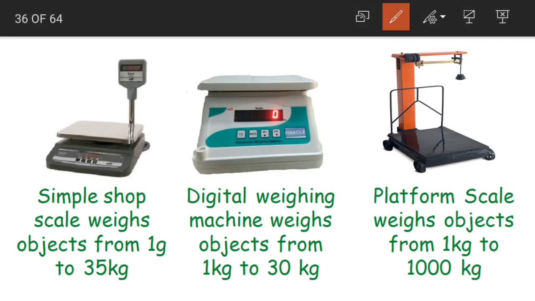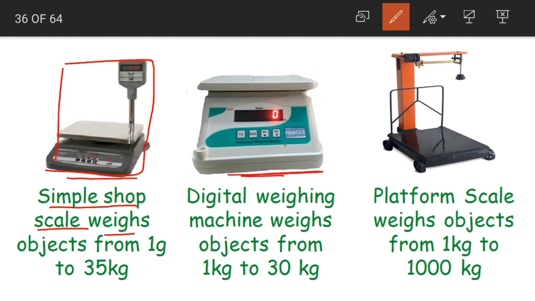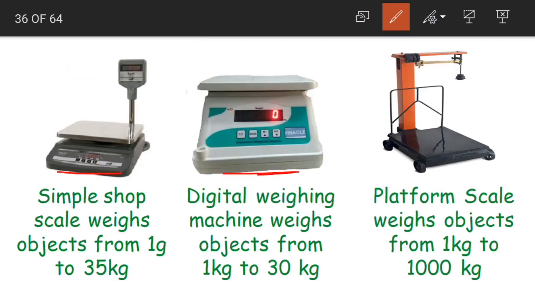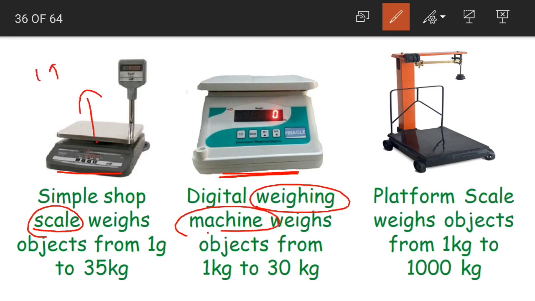Apart from the simple balance and pan balance, we have the simple shop scale. Nowadays these are more common. In the shops you can see these types of weighing machines or scales. They are also called scales or weighing machines. This can be used to measure objects from 1 gram to 35 kilograms.